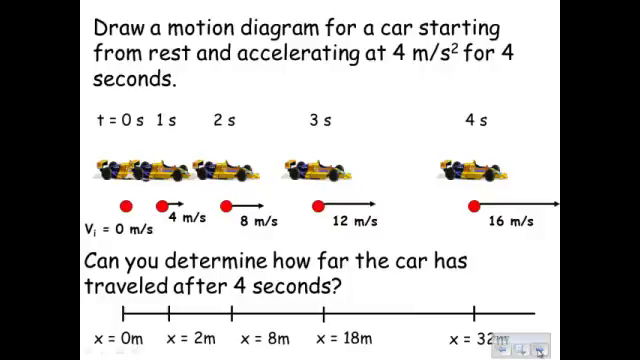And if you continue that process all the way up to 4 seconds, you can find that you would travel a total distance of 32 meters, or a total displacement, in this case, of 32 meters right or east, however you want to determine the direction.